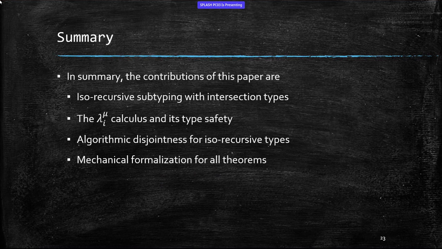In summary, the contributions of this paper: we show that we can combine iso-recursive subtyping with intersection types successfully. We define the lambda I mu calculus and prove its type safety. We define algorithmic disjointness for iso-recursive types, and we provide the mechanical formalization for all theorems.